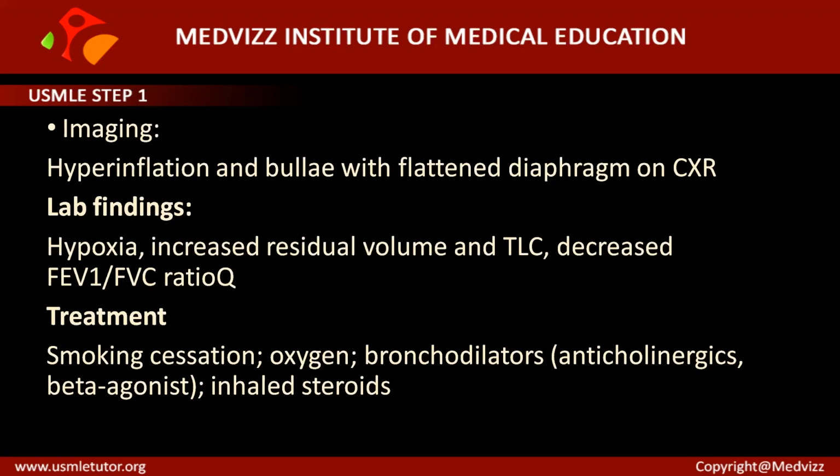And one important point I want to tell you here is that hereditary alpha-1 antitrypsin deficiency also causes hepatic cirrhosis. Even though it's an extra point, you can note it down. Hereditary alpha-1 antitrypsin deficiency also causes hepatic cirrhosis. So this is the case of emphysema.